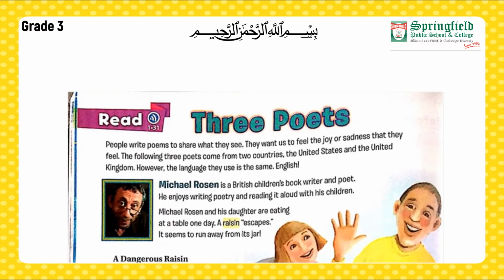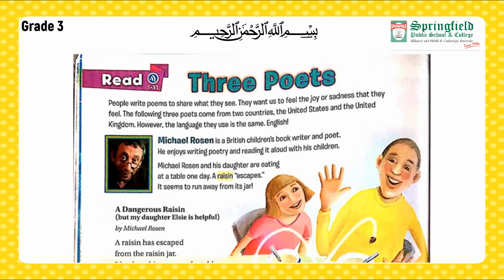People write poems to share what they see. They want us to feel the joy or sadness that they feel. The following 3 poets come from 2 countries, the United States and the United Kingdom. However, the language they use is the same, English. Michael Rosen is a British children's book writer and poet. He enjoys writing poetry and reading it aloud with his children.